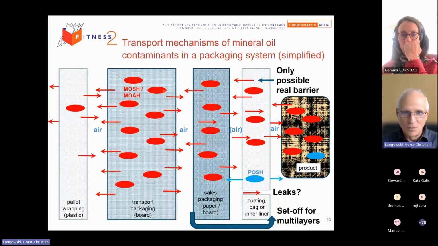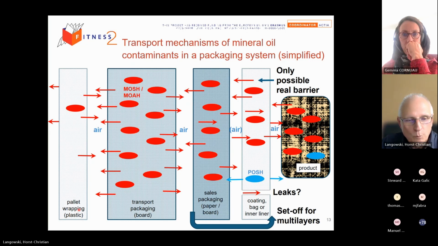And the problem is that most of the contaminants come from the transport packaging. They are transported from the packaging through the air, again into the other packaging, through a polymeric barrier, and they end up in the product. They are hindered from evaporating into the environment, partly by the pallet wrapping. And so we have to think about all these different steps and understand where most of the contaminants come from.